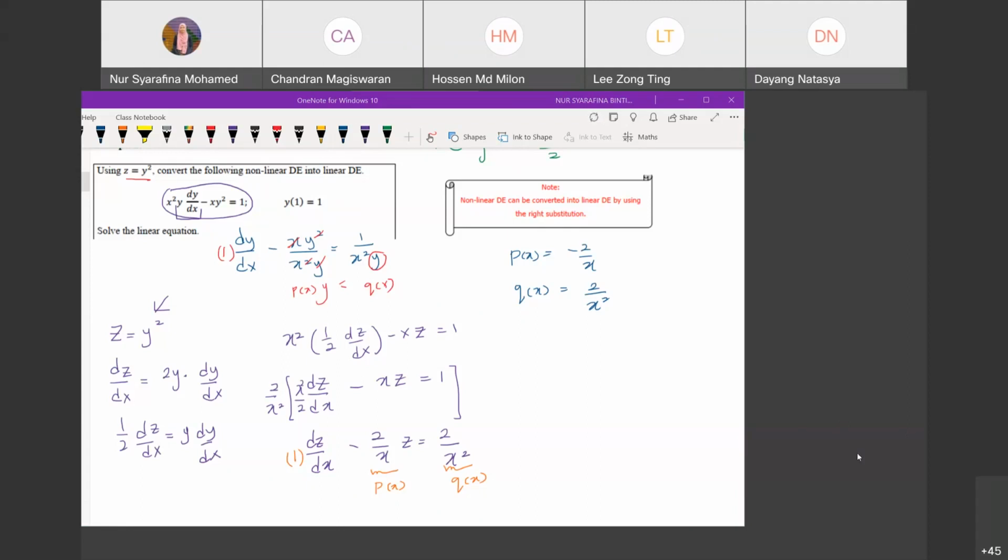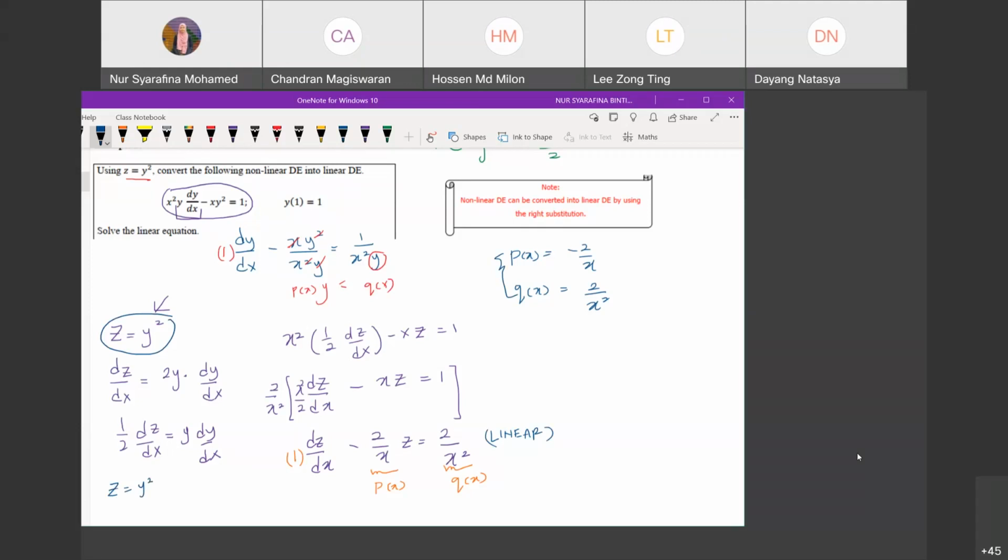Now this is linear. This is linear. Once it is linear, then you can have your Px and Qx. The implicit part, okay, this one. All right, z equals y squared.